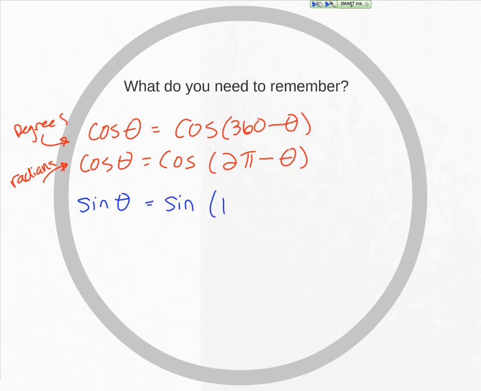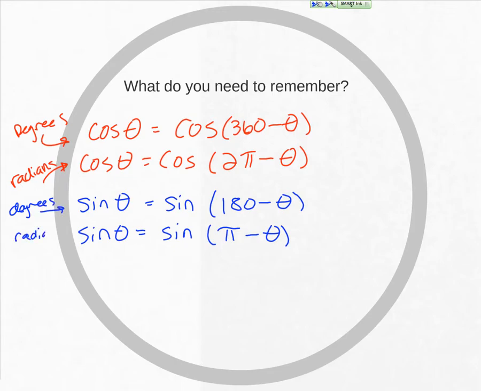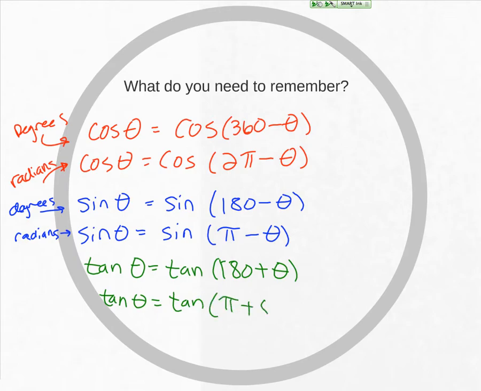Sine was 180 minus your angle. Or if we look at radians, remember 180 is equal to pi, so in radians it would be pi minus theta. And we talked about tangent, which is 180 plus the angle, or in radians, pi plus the angle. Again, it's helpful to use your unit circle, but you can take a look at this as well.